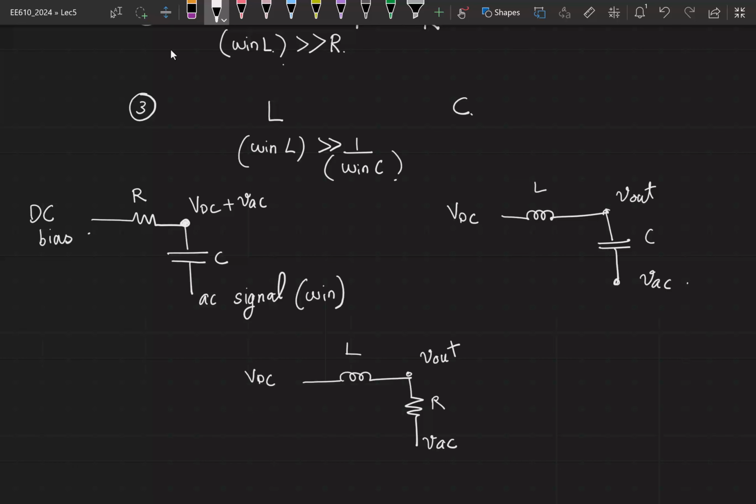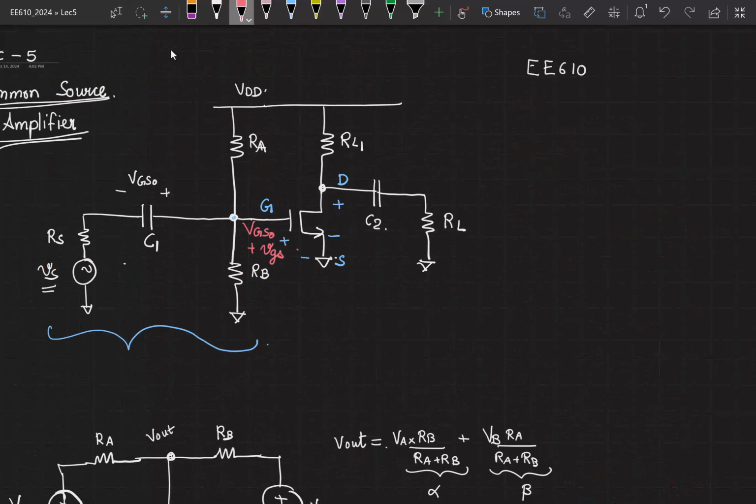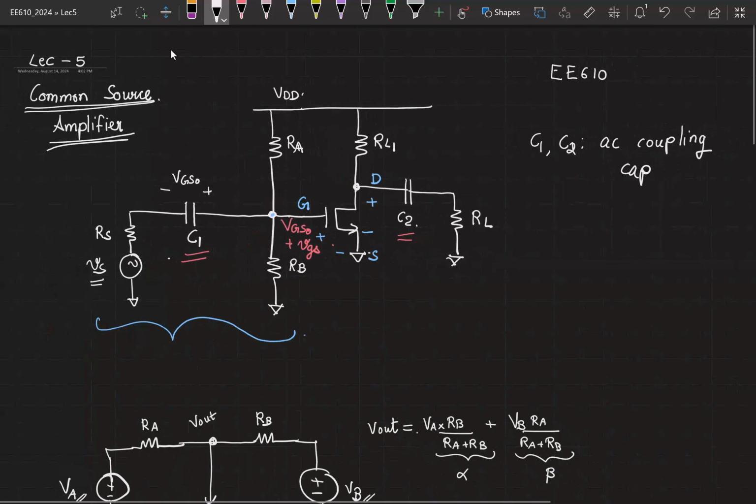Right? So coming back to our original circuit, this capacitor C1 and C2, they are typically called AC coupling capacitors, or sometimes DC blocking capacitors. Same thing, you're just calling it by two different names.